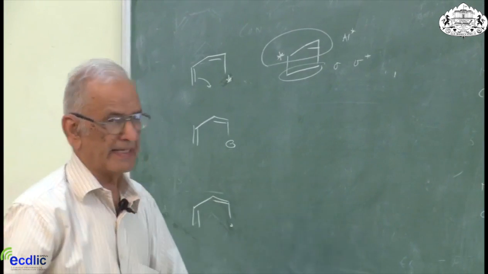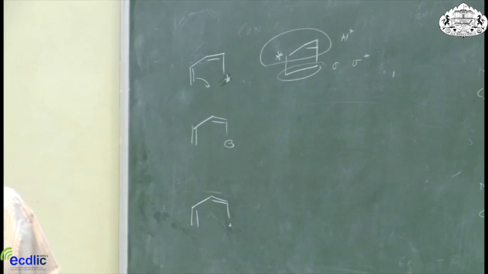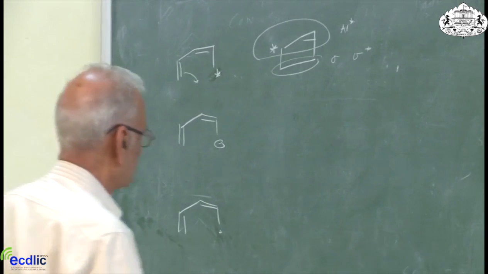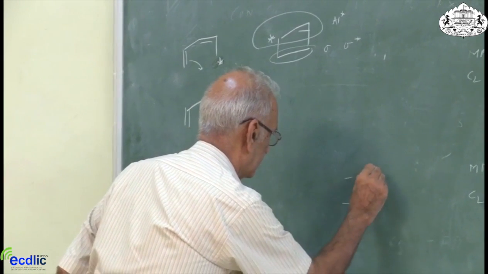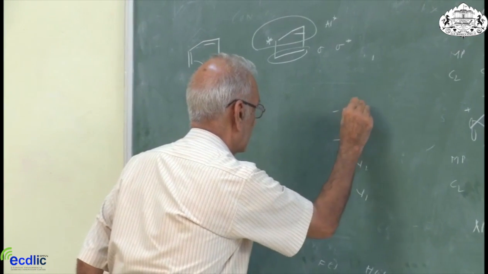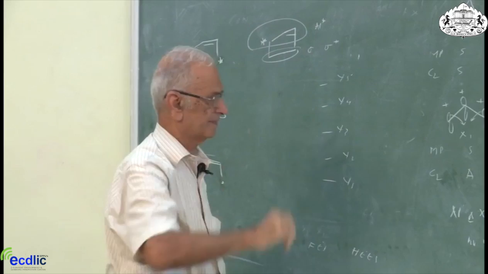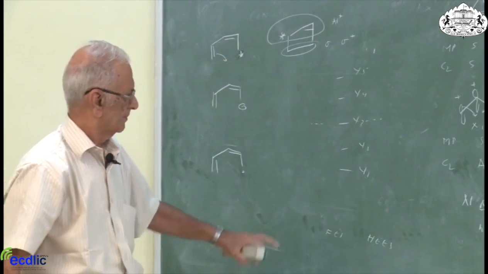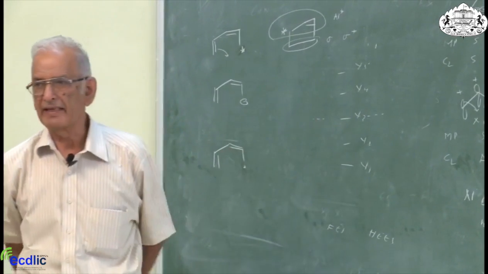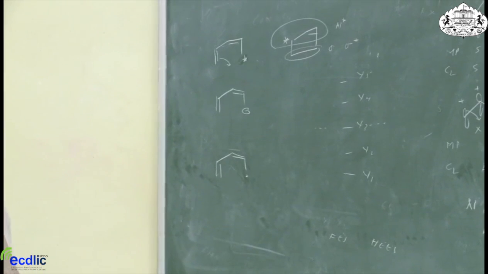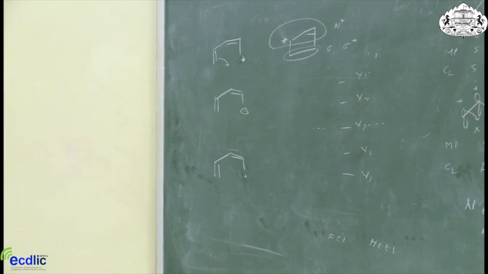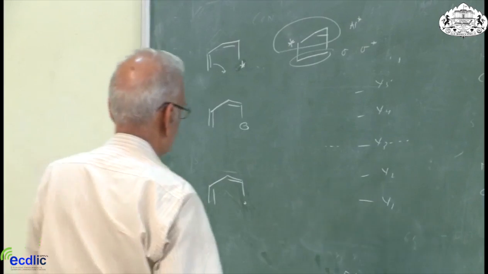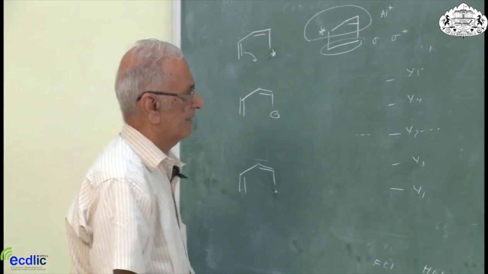Therefore, we must know something about what we will do for the pentadienyl system. Here we did x1, x2, x3. So, we will do y1, y2, y3, y4, y5. Two bonding, two anti-bonding, one non-bonding. Just like in allyl, one bonding, one anti-bonding, one non-bonding. Okay. All right.